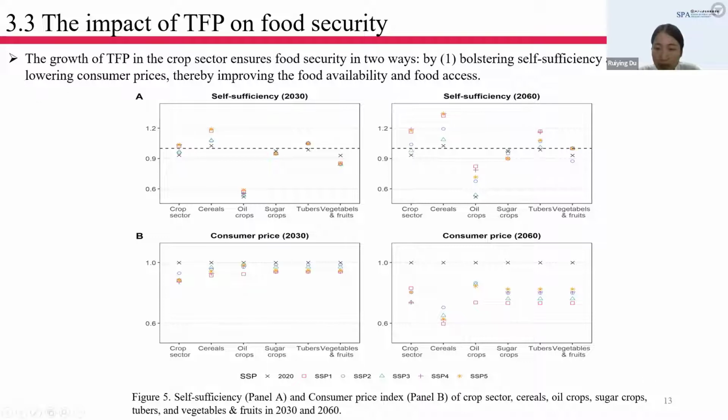From the perspective of subdivided crops, the impact of total factor productivity is different. Crop categories with large increases in TFP and self-sufficiency, such as cereals, saw the largest declines in consumer prices. However, although TFP increased considerably for oil crops, sugar crops, and vegetables and fruits, since imports are needed to meet domestic demand, the consumer prices fall less than cereals.